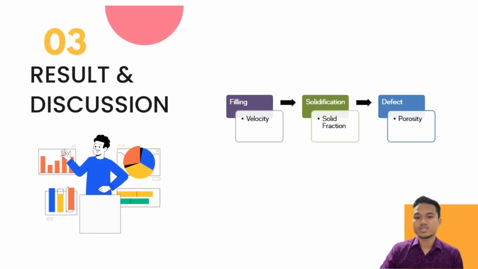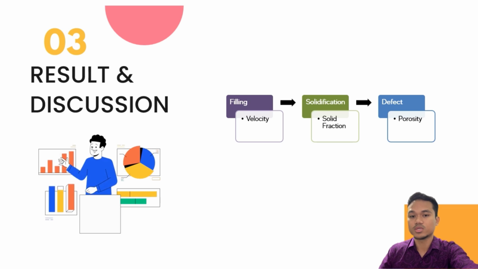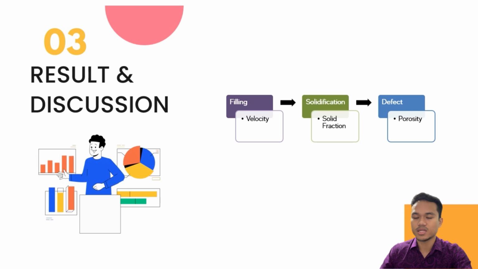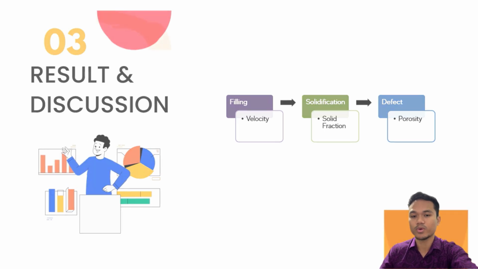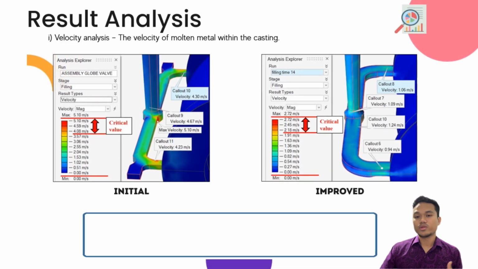So in the result and discussion section, I only covered velocity during filling, solid fraction during solidification, and porosity as defects analysis, because these parameters are correlated with each other. So we'll go through one by one. Alright, so when looking at the velocity analysis, the gating system was the area that is exposed to high possibility of turbulence due to the small cross-sectional area and consists of a junction. So that's why we focus on the gating system only.